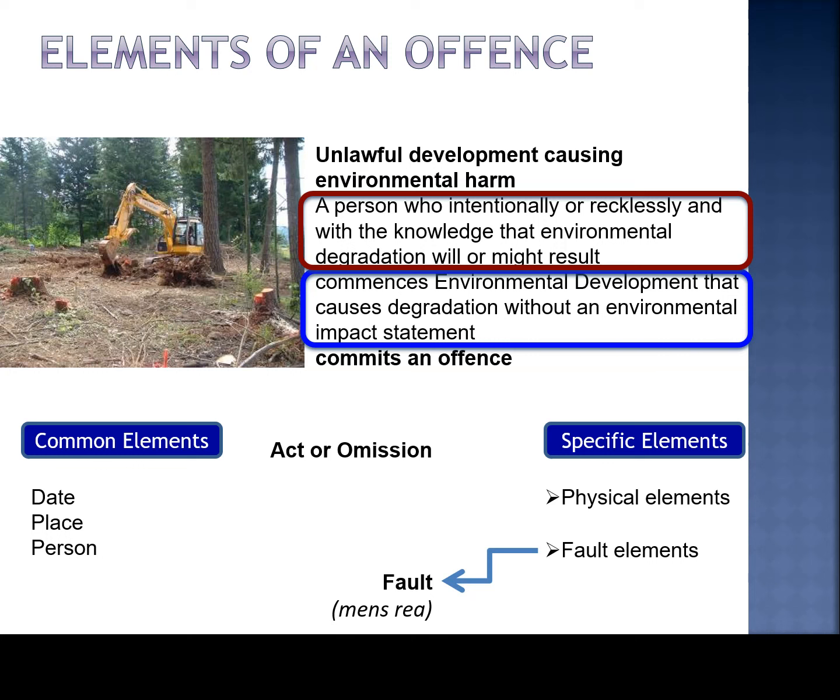The first fault element is that the person intentionally or recklessly commenced environmental development. The second fault element is that the person commenced environmental development knowing that environmental degradation will or might result. So they knew that the environmental degradation will or might result, and they intentionally or recklessly commenced the environmental development. There are two separate fault elements that we need to prove in this offence.